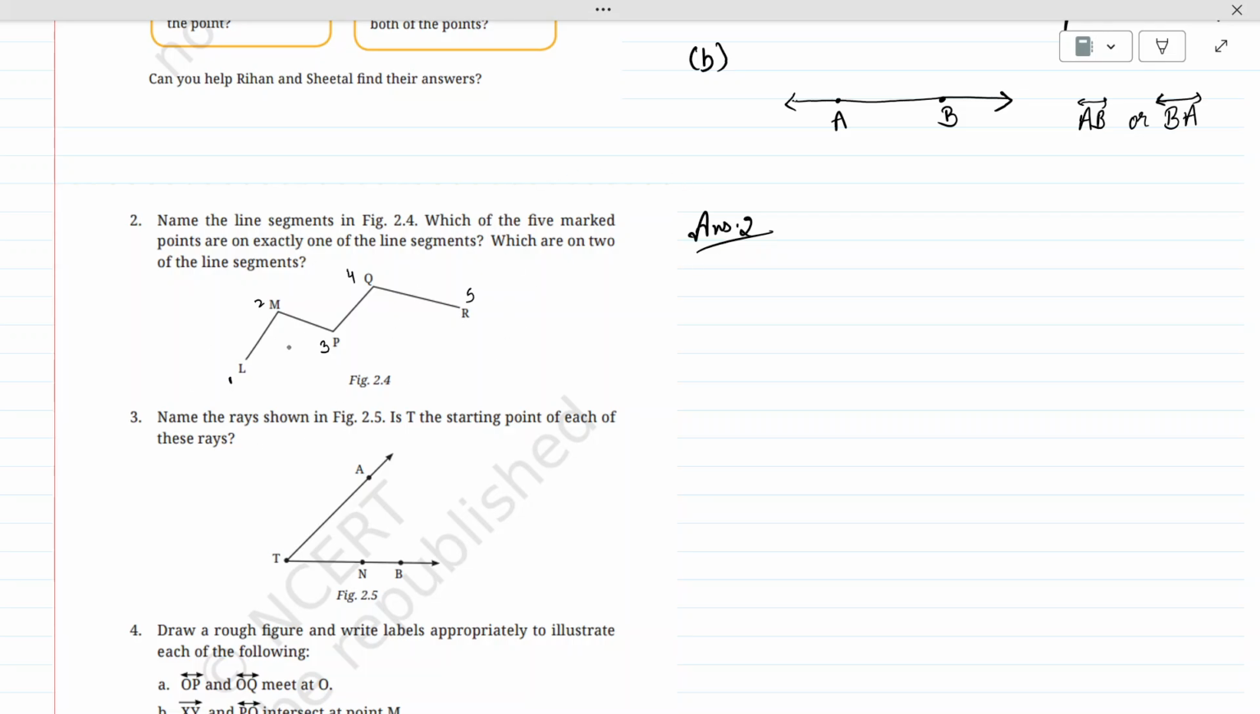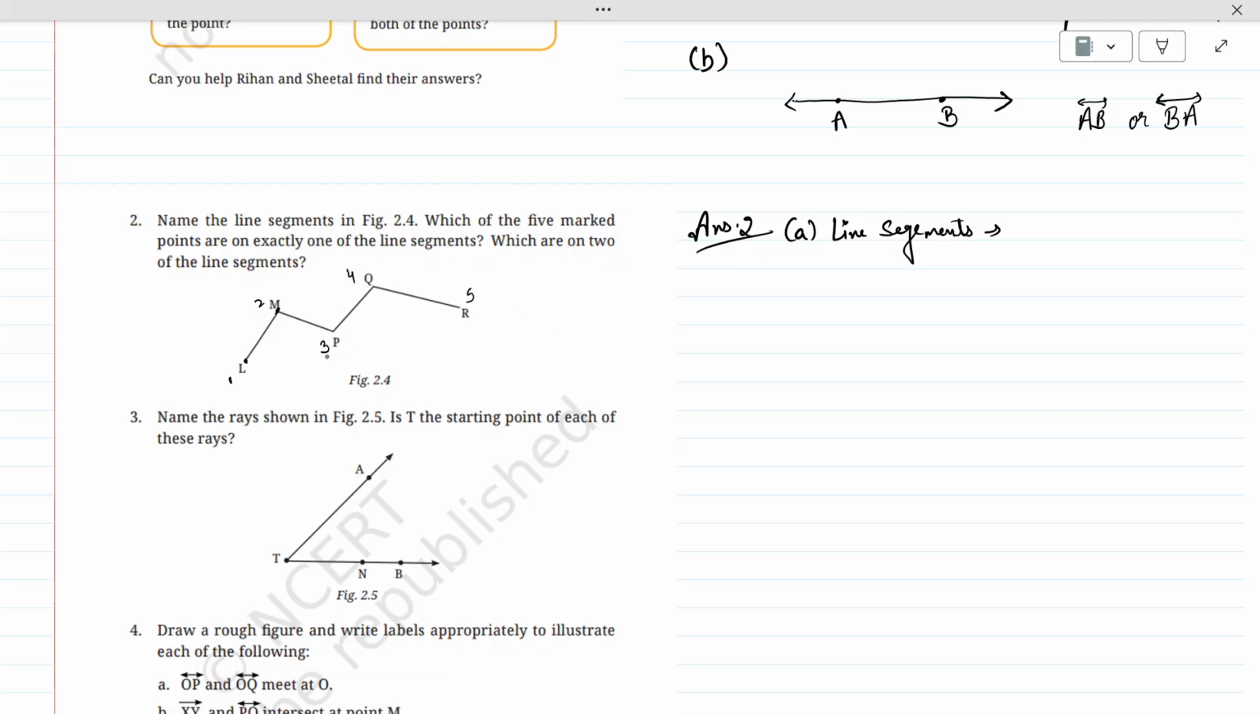So we have 5 points in this figure, and next is which of the 5 marked points are exactly, okay, sorry, the first question is name the line segments. So kids, what is a line segment? A line segment has 2 fixed points. It has a fixed start and fixed end, and it is of finite length. Okay, so now we have to name the different line segments which are there in this. So I'm marking this as A part, line segments.